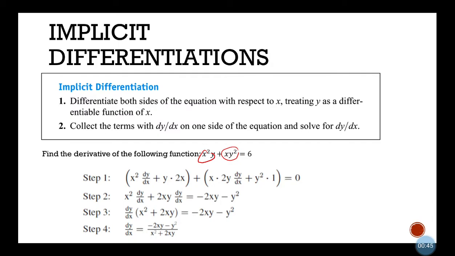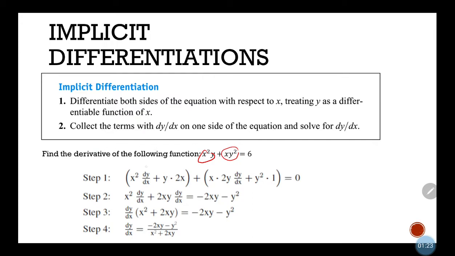So now let's look at this example. x squared y plus x y squared equals 6. For implicit differentiation, the first step is to differentiate both sides of the equation with respect to x, while treating y as a differentiable function of x. We'll see about that later.